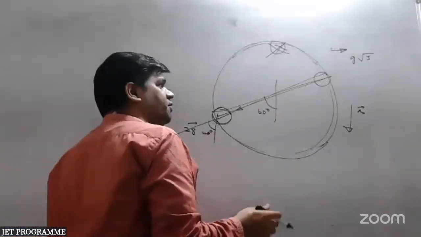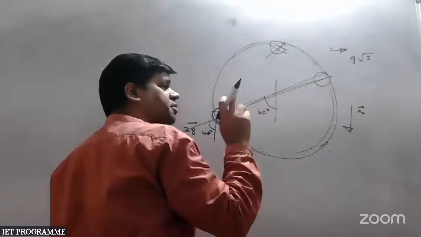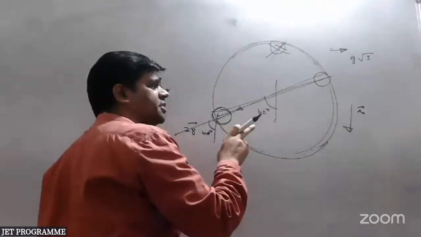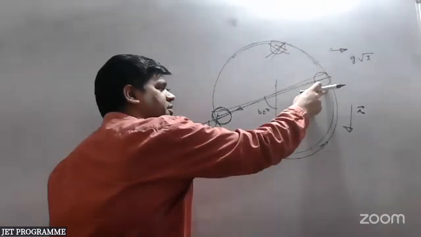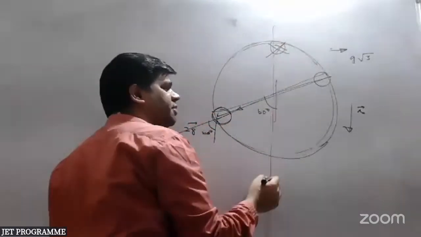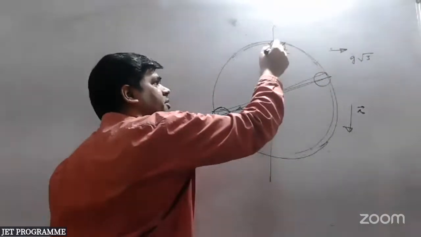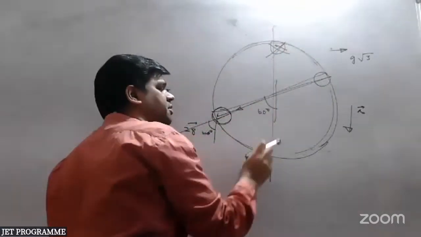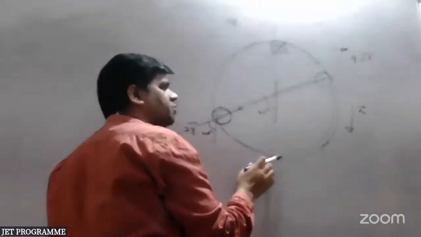It is not sufficient for it to cross this point. For it to loop the loop, it should cross the topmost point. The topmost point is along the effective acceleration. If the effective acceleration is diagonal, then the topmost point will be this one. If the effective acceleration is g under gravity on Earth, on the ground, this is my topmost point. The effective acceleration intersects this circle at two points, this point and this point. This point is the topmost point, this point is the bottommost point.